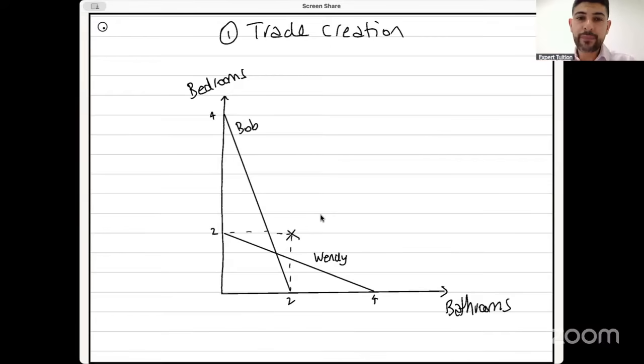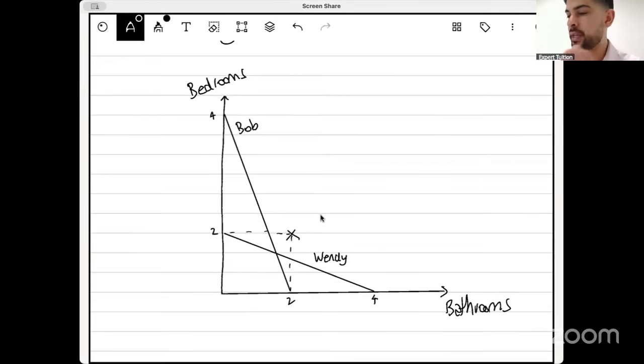We could evaluate that. And the evaluation that we can always refer to whenever we're dealing with a trading bloc is something called trade diversion. So let's understand trade diversion.